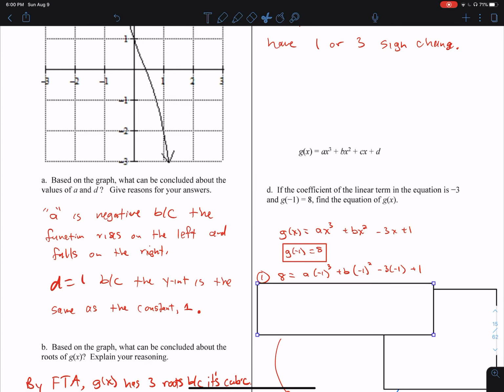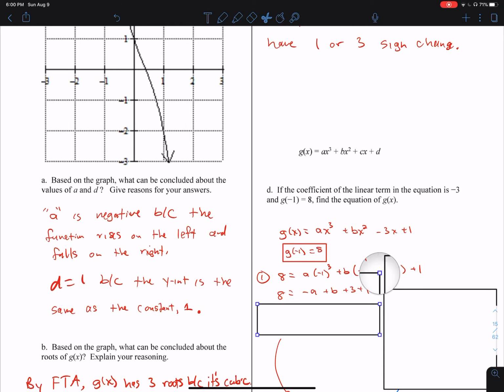If we do that, put 8 in for y and -1 in for x, and we simplify this. -1 cubed is -1, -1 squared is +1, and -3 times -1 is +3. 3 and 1 is 4. If I subtract 4 from both sides, then I get that 4 is equal to -a plus b.